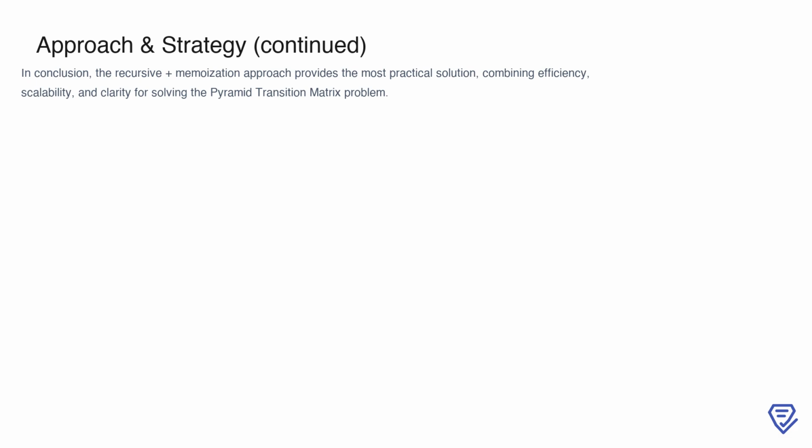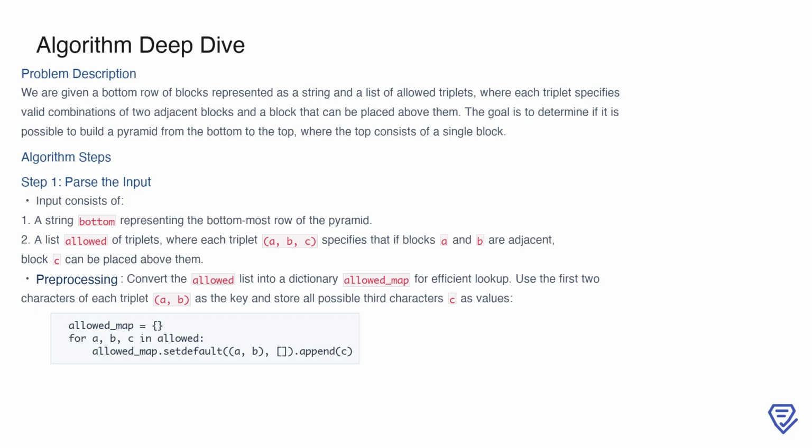Overall, this method represents the ideal balance of performance and simplicity, making it a robust solution for this challenging problem. To solve the pyramid transition matrix problem, we start by understanding the input structure.